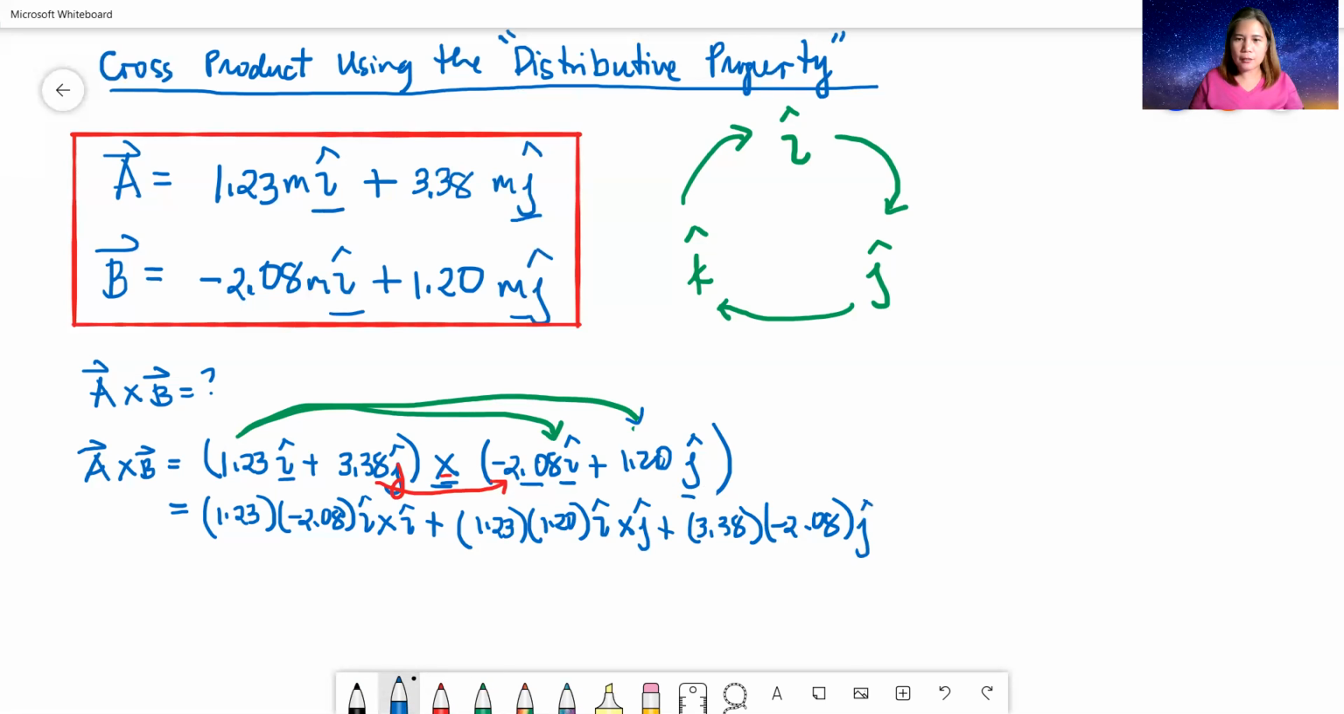J cross I for the direction. And then plus, this would be this multiplied to that. So I'll have 3.38 times 1.20 for the magnitude. And then the direction, I'll have J. Ito, J cross J.